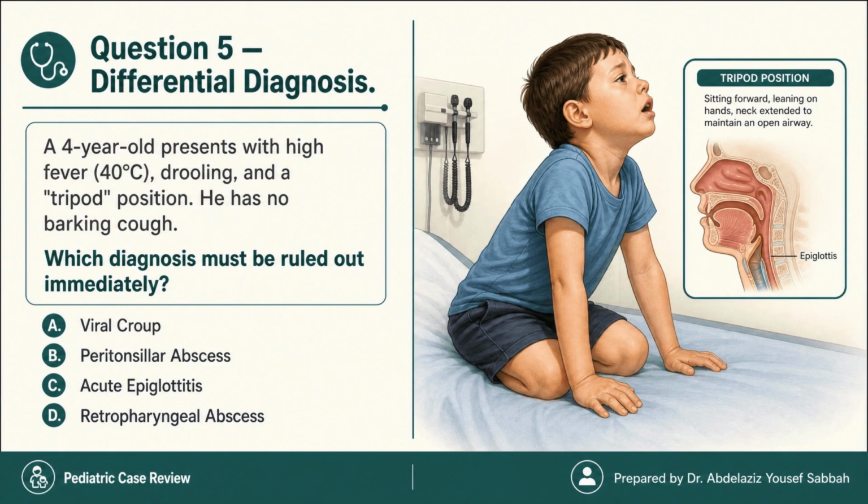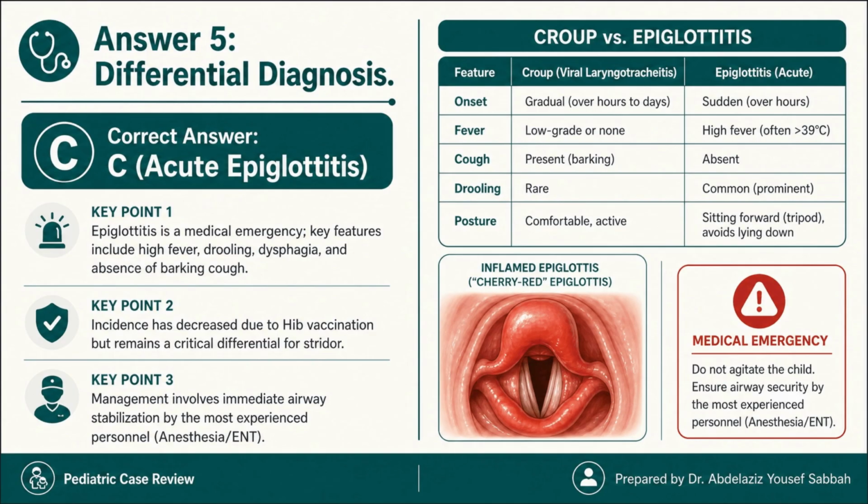Question 5. Differential diagnosis. A 4-year-old presents with high fever at 40 degrees Celsius, drooling, and a tripod position. He has no barking cough. Which diagnosis must be ruled out immediately? Option A, viral croup. Option B, peritonsillar abscess. Option C, acute epiglottitis. Option D, retropharyngeal abscess. The correct answer is option C, acute epiglottitis.